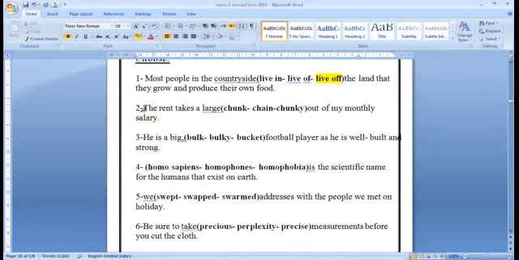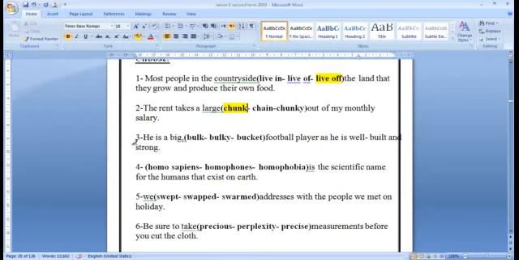The following one: the rent, which means the money. The rent takes a large chunk out of my monthly salary. So of course, the rent takes a large chunk, a large amount of money.